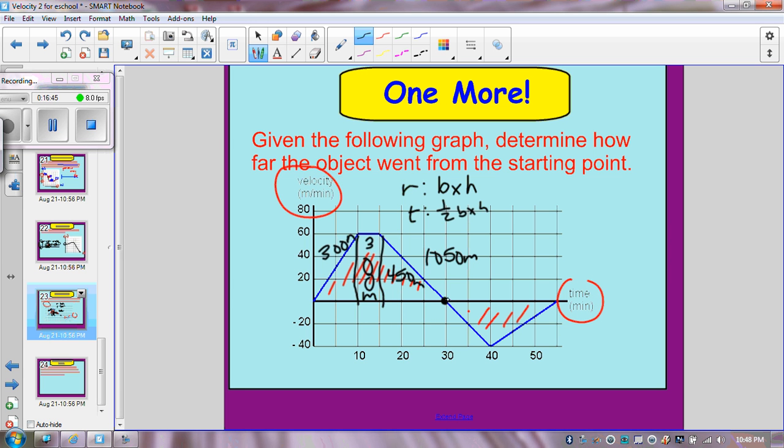Now let's look at the area of this triangle. The base of this triangle is 5, 10, 15, 20, 25 minutes times the height, which is negative 40. 25 times negative 40 is going to give you negative 1,000, but divided in half is going to give us negative 500. So the displacement here means that the object reversed and went back negative 500 meters. So altogether, if I added those together, the total displacement from the original starting point would be 550 meters.